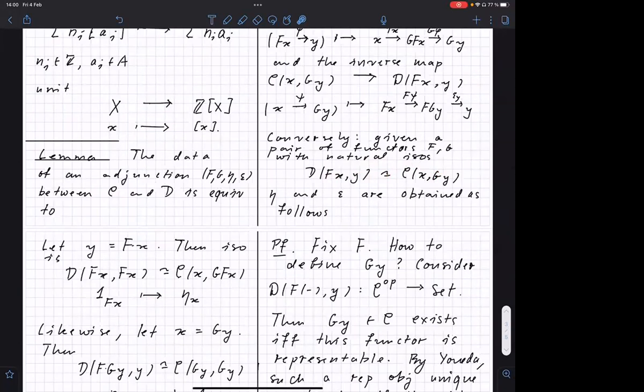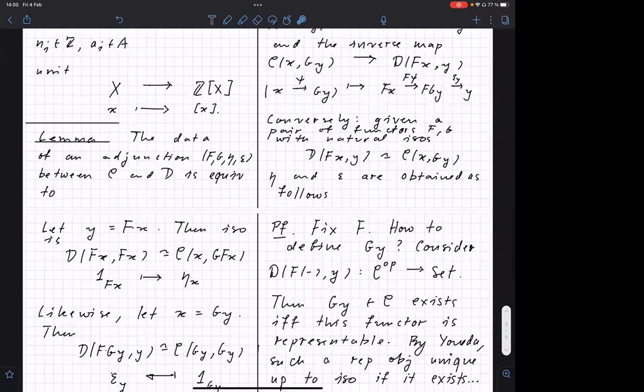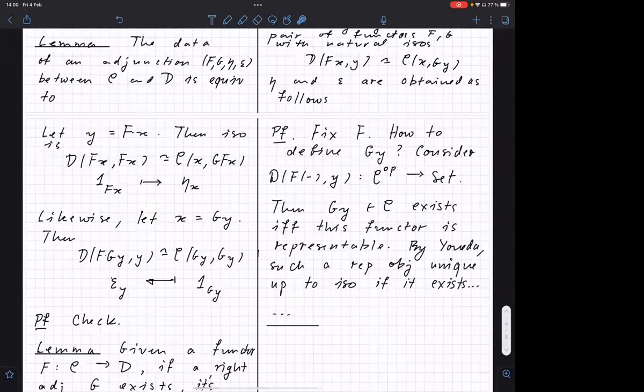And the way this works is as follows. So I'm given these isomorphisms, I let y equal Fx. And so the isomorphisms will in particular give me a correspondence between maps from Fx to Fx to maps from x to GFx. But there's a tautological map from Fx to Fx, namely the identity on Fx. And under this isomorphism, by definition, that will be the corresponding eta.